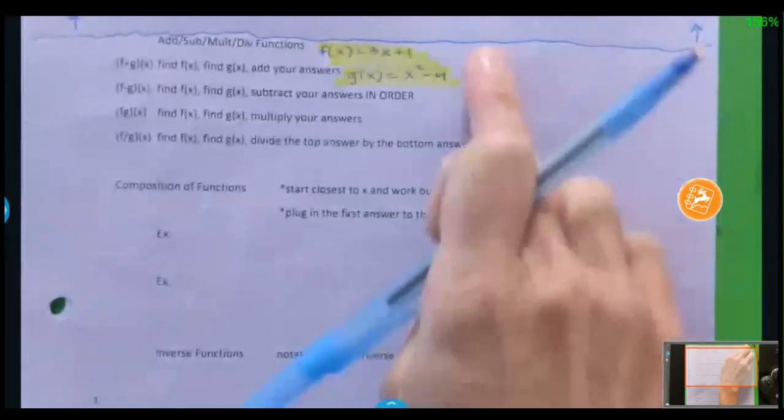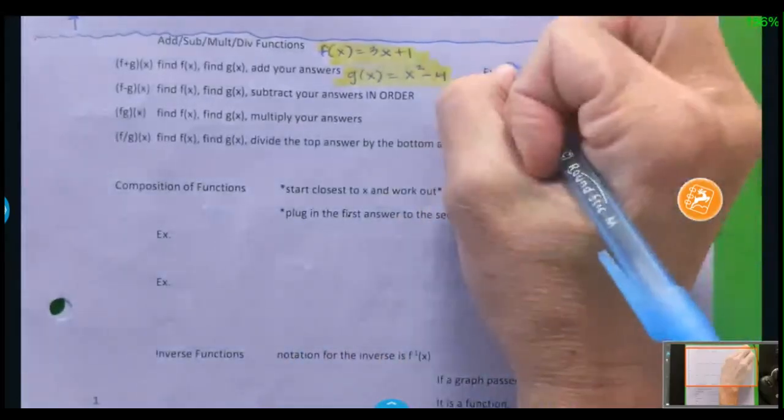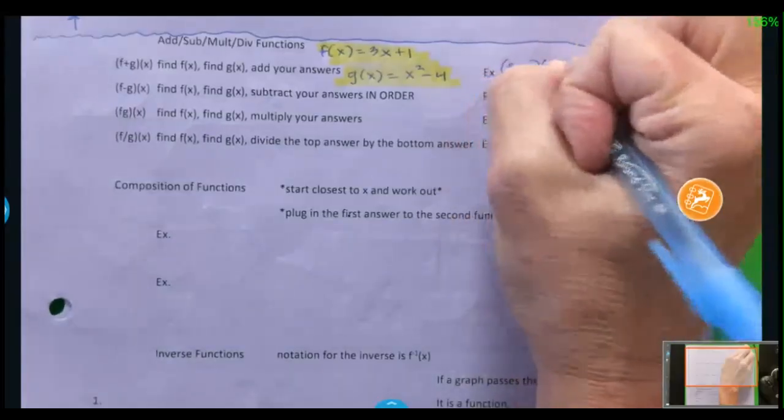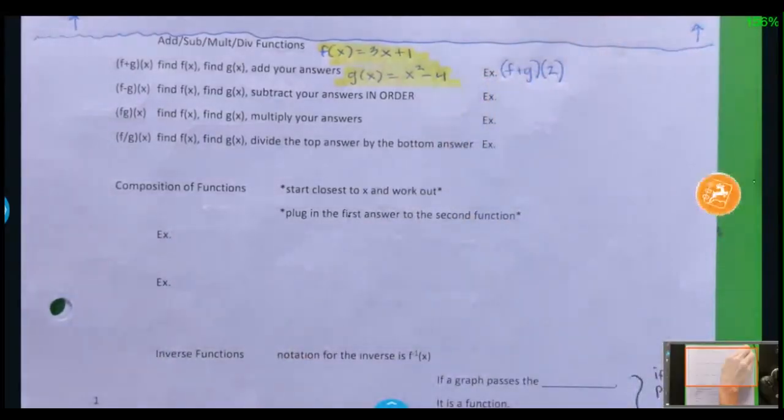All right, so we're just going to do a few examples right here. I want you to do f plus g of 2. Let's start with an easy one. f plus g of 2. So what this is telling you to do is find f of 2 and find g of 2 and then add them together. This is telling you find f of 2, find g of 2, and then add the 2 answers.